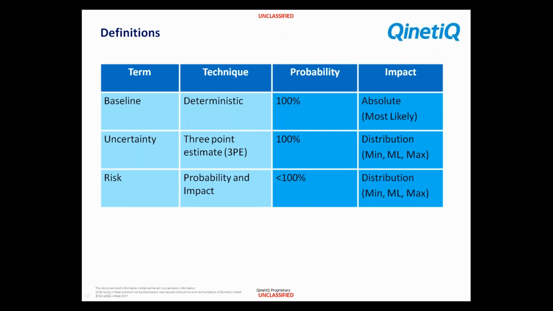The impact for my deterministic estimate is the most likely. It will typically take me 20 minutes to get home. Now, if we consider uncertainty in that context, uncertainty is the noise, the potential range of answers that I could give if you ask me, how long does it take me to get from work to home? So classically what we do is we use a 3-point estimating technique.